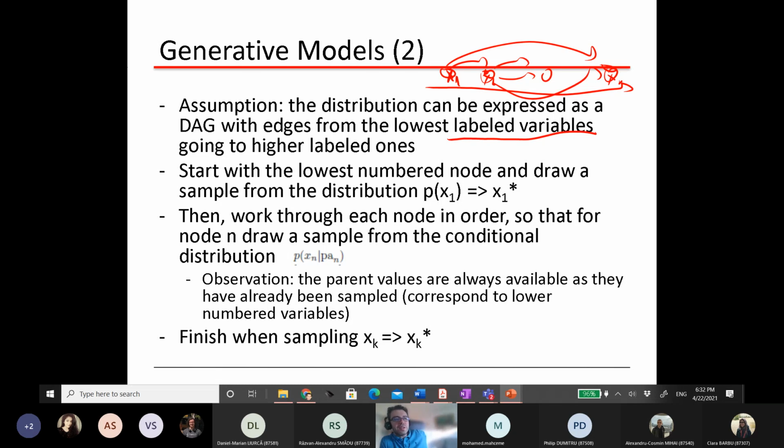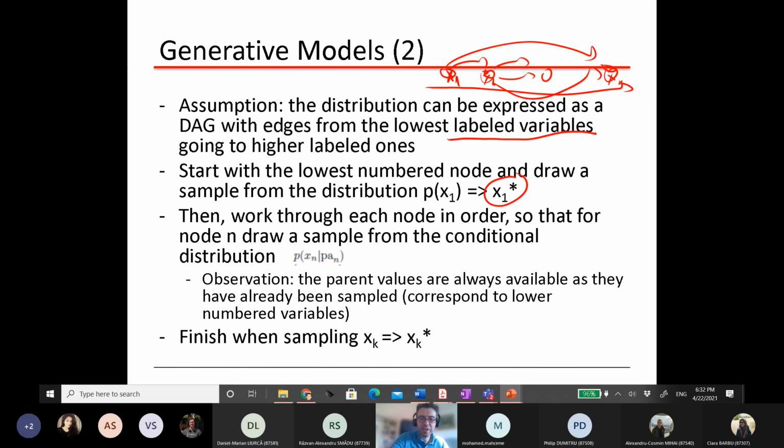Like if this is a Gaussian distribution, we know the parameters and we sample from this Gaussian. If it's a uniform distribution, we just sample randomly. If it's discrete, we sample from the discrete and so on. And we'll get one point, x1 star. And now we go through the remaining nodes in order. So x2, x3, and so on.